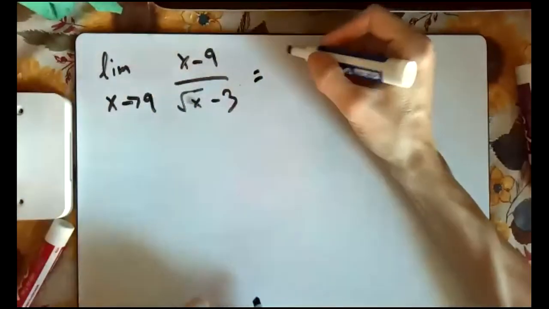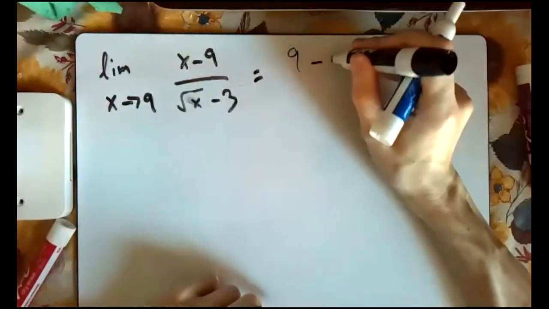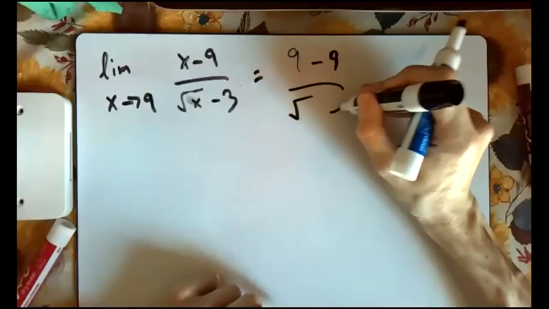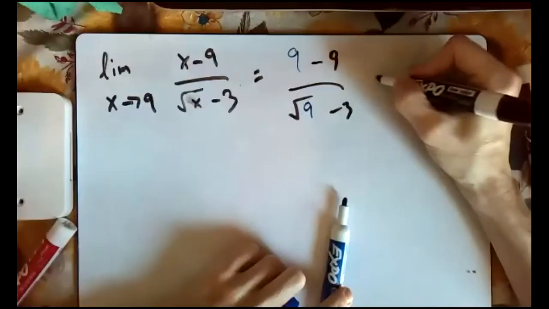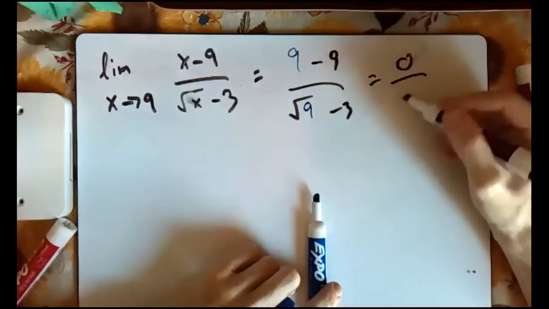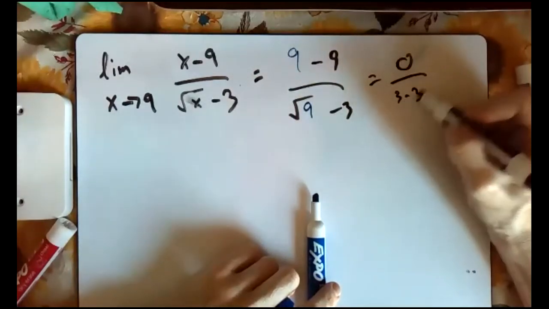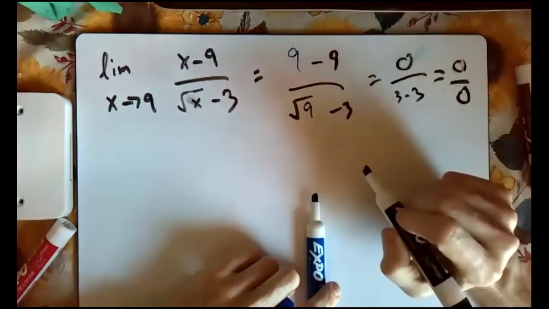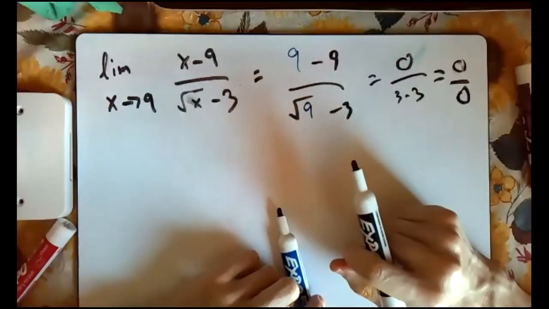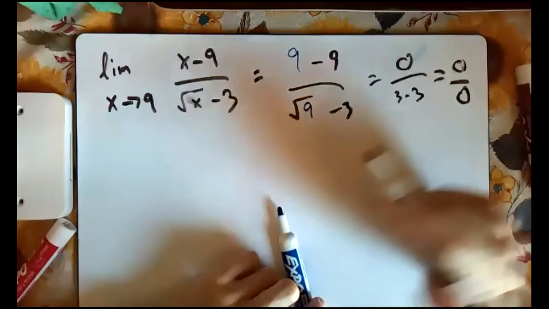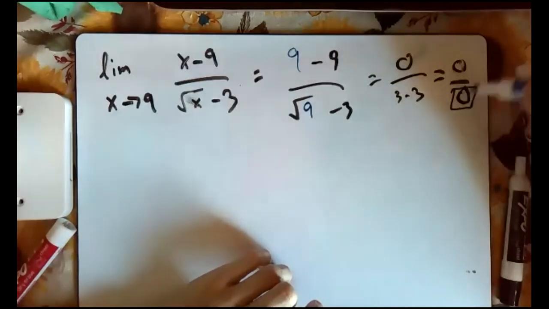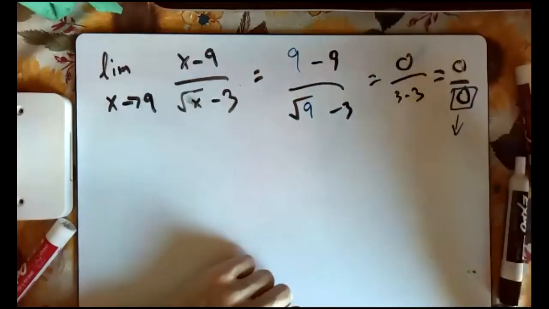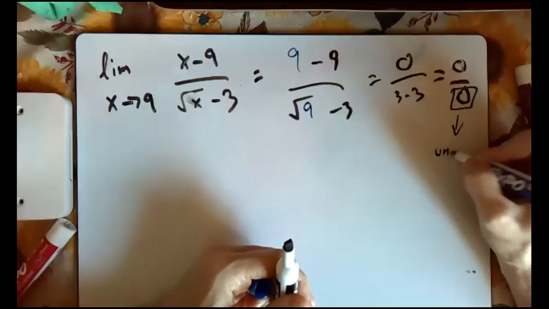What happens if you go ahead and just try to plug 9 in? 9 minus 9 over this is what we have, right? And if you simplify that, you wind up with 0 over, this is 3 minus 3, which is 0 over 0. But what is 0 over 0? Don't say it's 0, it's not. This is undefined, right? Remember, anytime you have a 0 in the bottom, you don't care what's happening up top. This makes the entire expression undefined.